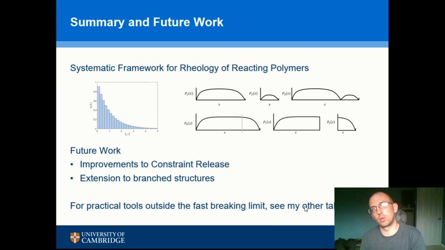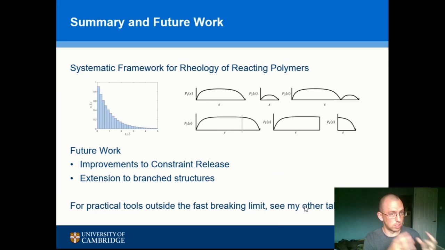Okay, so to summarize, the idea is that we were able to put together a systematic framework for modeling the rheology of reacting polymers. You start from population balance equations that describe how material is advected through the molecular weight distribution by reactions, and then you start thinking about what else is advected along with the material. In this case, it was the tube survival probability for linear rheology. For nonlinear rheology, it was the full information in the tangent correlation tensor.